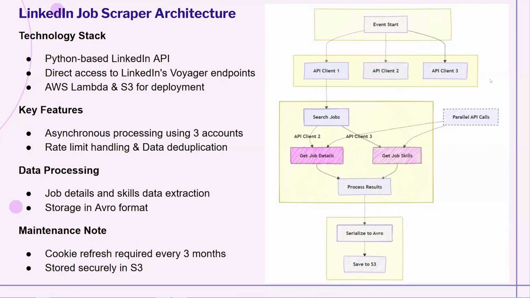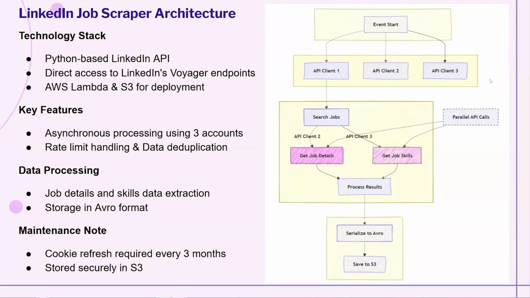To handle rate limiting and ensure reliable data collection, we have implemented several optimizations. First, we use three separate LinkedIn accounts, each handling different aspects of the data collection. Account 1 handles the initial job search. Account 2 fetches detailed job information. Account 3 retrieves the skills data.